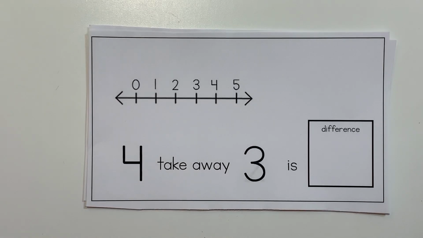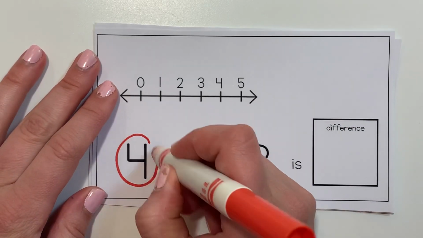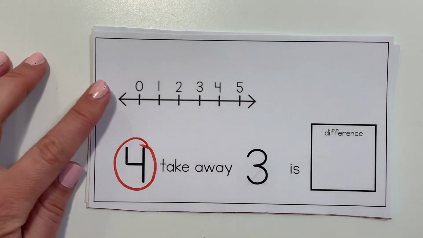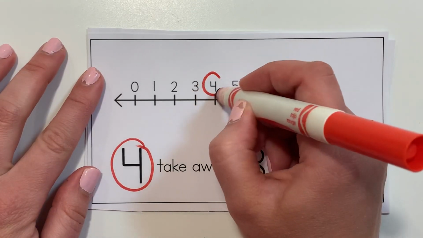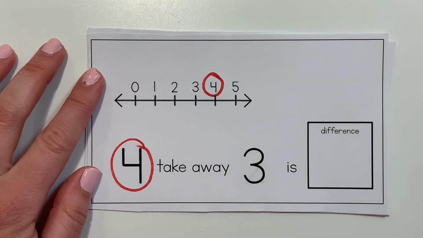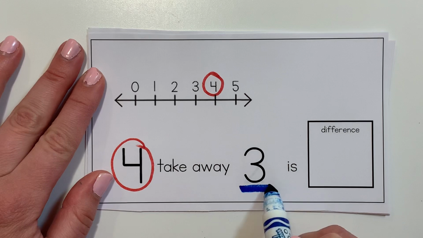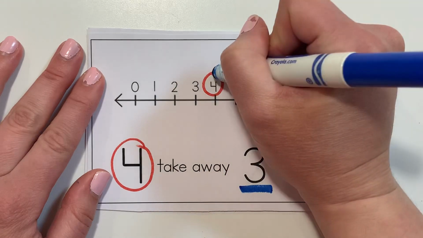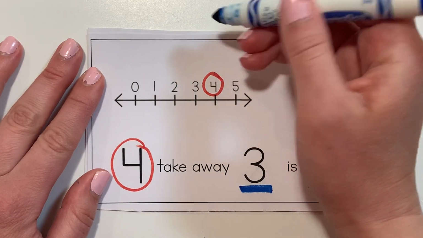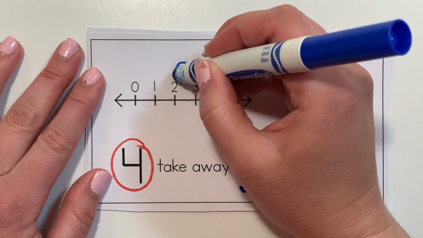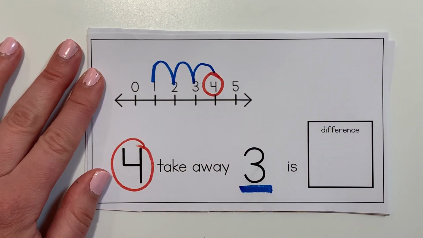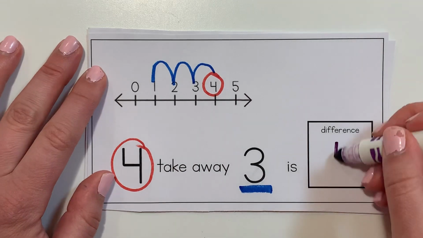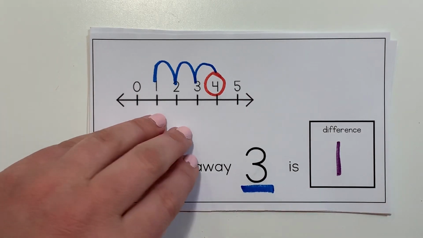Let's try this one. This one says 4 take away 3 is. What's the first step? Circle the biggest number. Do I just circle it here? Where else do I need to circle it? On my number line. What's my next step? Hop backwards the smallest number. 3 is my smallest number. It says take away 3. I'm going to hop backwards 3 times. Make sure that when you hop backwards, you're touching each number that you're hopping so that you don't get confused. Now I need to write my answer. 4 take away 3 is 1.